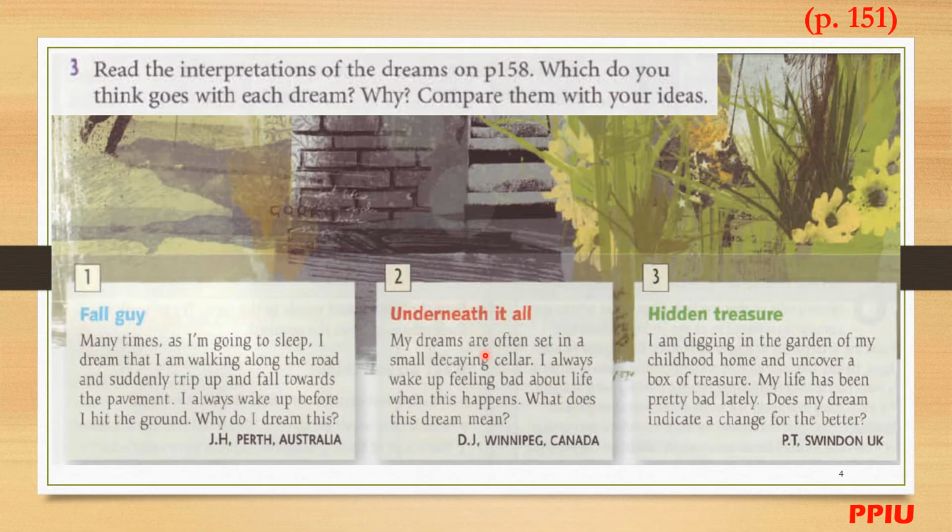Read the interpretation of the dreams on page 158, and decide which you think goes with each dream. Why? Compare them with your ideas. Okay, so you can find that part on page 158 in your textbook. Try to match each dream to an interpretation, and keep asking why, and compare them with your idea. Keep asking why. Okay, let's go.